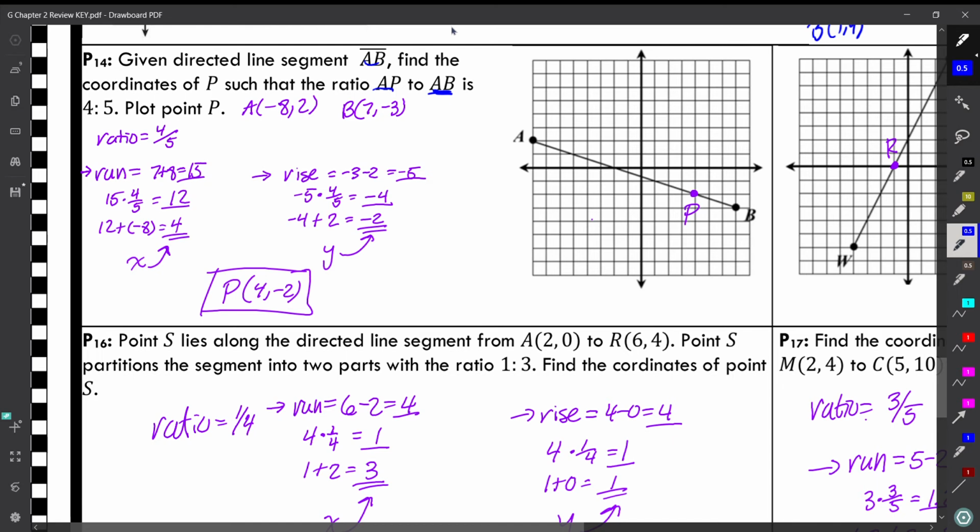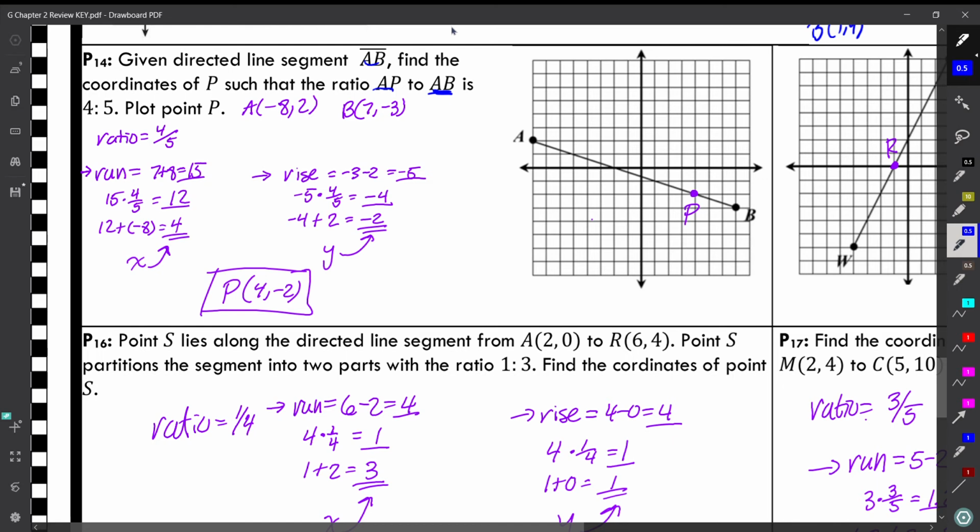I write down my coordinates. A has negative 8, 2. B is 7, negative 3. And we solve. My first step was to write my ratio as a fraction, which is 4 to 5, so 4 over 5. So let's find the run. 7 minus negative 8, which is just 7 plus 8. It's going to equal 15. Now we multiply that 15 times the ratio of 4/5. 15 divided by 5 is 3, times 4 is 12. We add that number now to our initial x coordinate, A, which is negative 8. So 12 plus negative 8 gives me a 4 for the x coordinate.